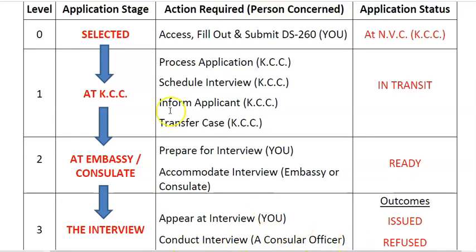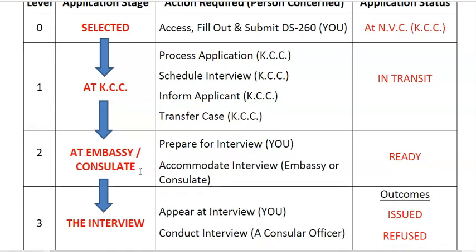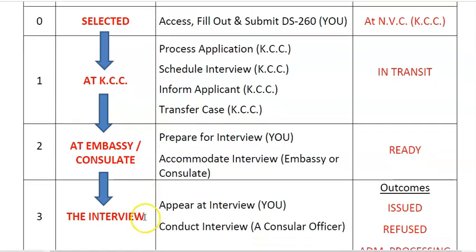So these are the three major steps that a diversity visa selectee or a diversity visa application goes through after being selected. It is at first at KCC after the DS-260 has been submitted. KCC then forwards it to the embassy after performing a number of tasks on the case, and then finally the interview is conducted by a consular officer. With that, we come to the end of today's discussion.